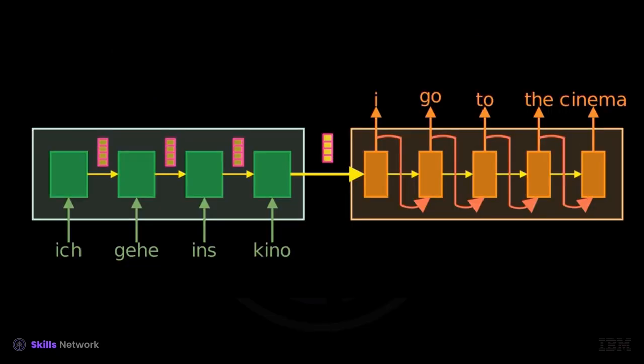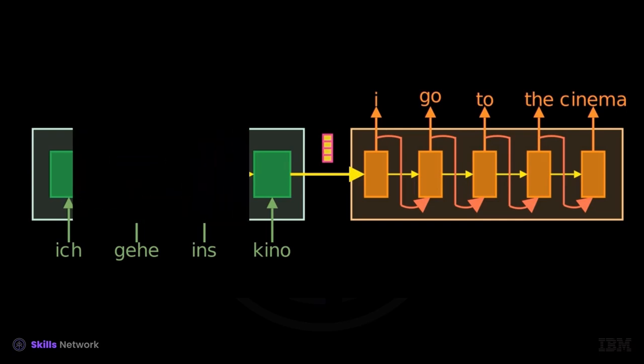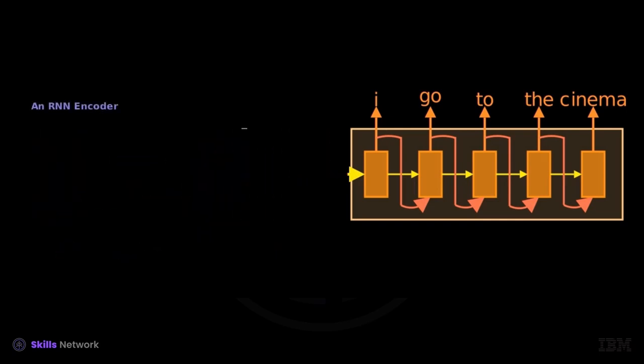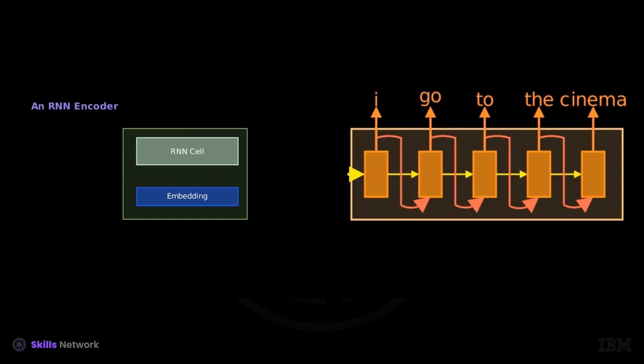Now that you have an understanding of the overall architecture, let's delve into the internals of the encoder units. The encoder consists of multiple encoder units, each responsible for processing input tokens. At the heart of each unit is an embedding layer, which transforms the input token into an embedded vector. These vectors then traverse through the RNN cell to produce the hidden state, which is subsequently handed over to the RNN cell of the next encoder unit.